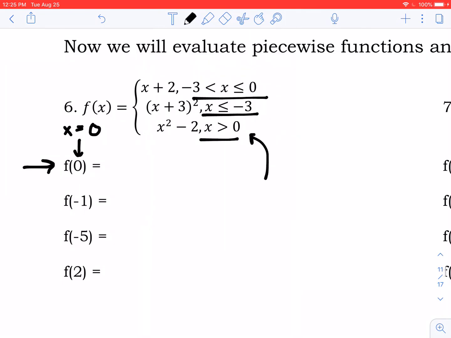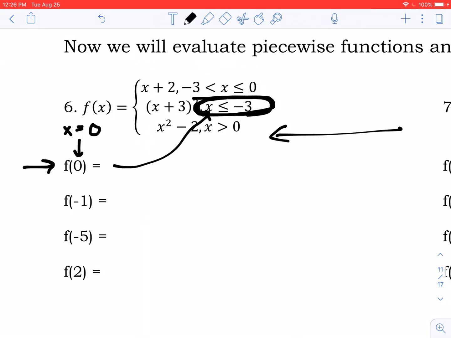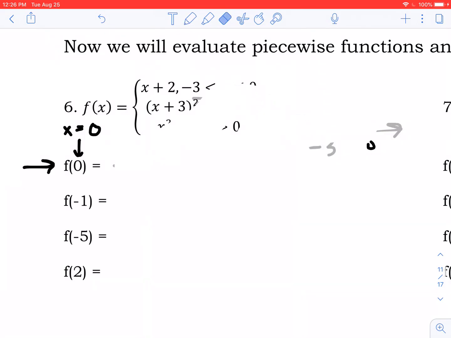If x is 0, then is 0 greater than 0? And the answer is no. So the bottom one's out. Let's look at this one. If x is 0, is 0 less than negative 3? And the answer is no. Remember, to be less than a number, you need to be to the left of that number. So here's negative 3. Less than negative 3 is all this stuff. So 0 is not less than negative 3. So that's out. So then the only option is the top one.